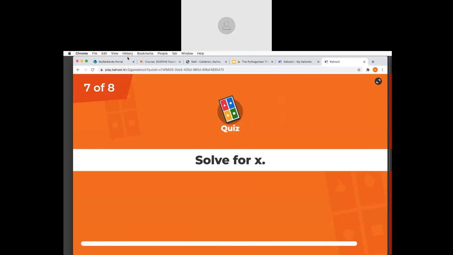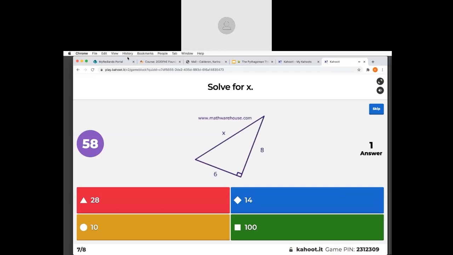Okay, so solve for X. You guys have a minute for this one, so take your time. If you guys paid attention to the video, this should be easy. Remember which one is your C. Start there, that helps. Oh, you guys are answering fast. You guys got this. Let's go ahead and show the answers.